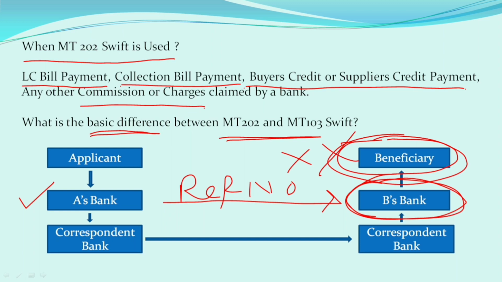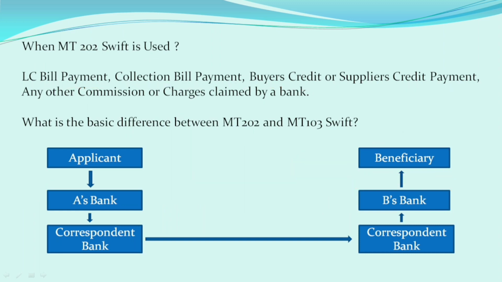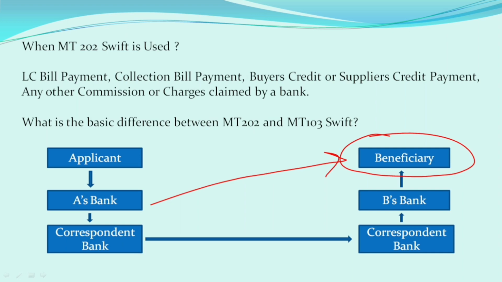Say, for example, B bank has presented the documents under LC. That LC number will be mentioned for better identification. So this is the MT202 message, right? Now, in an MT103 message, A bank will mention the account number and name of the beneficiary in the message for directly crediting the funds to the beneficiary's account.